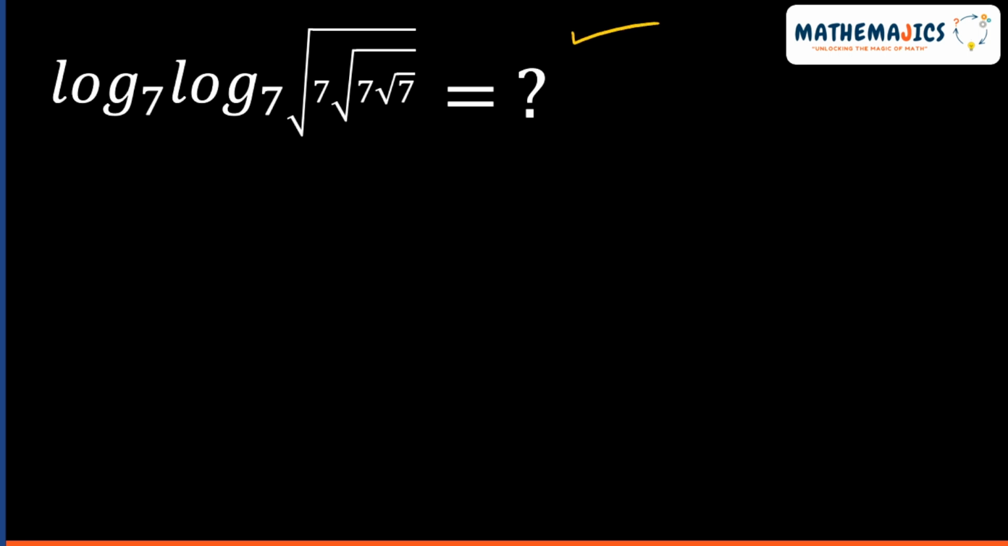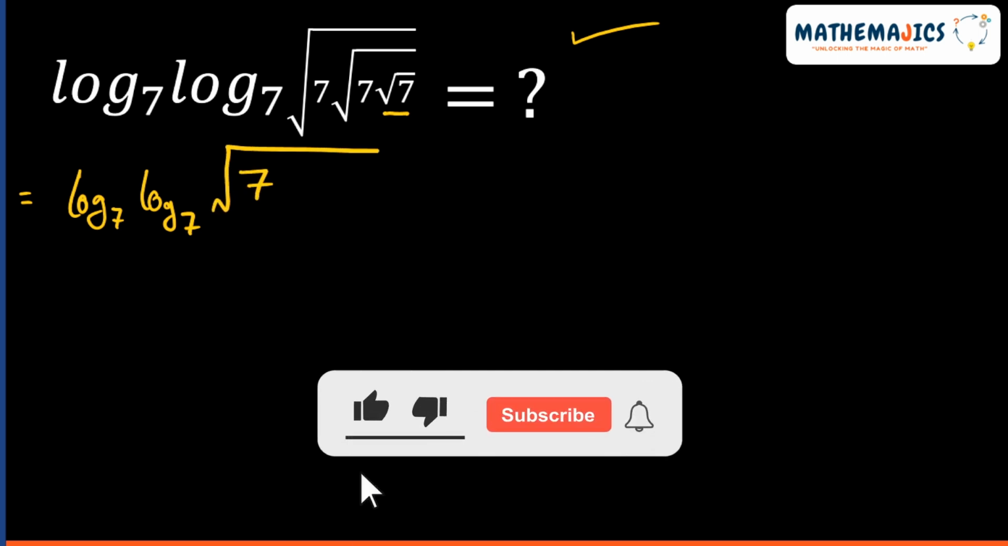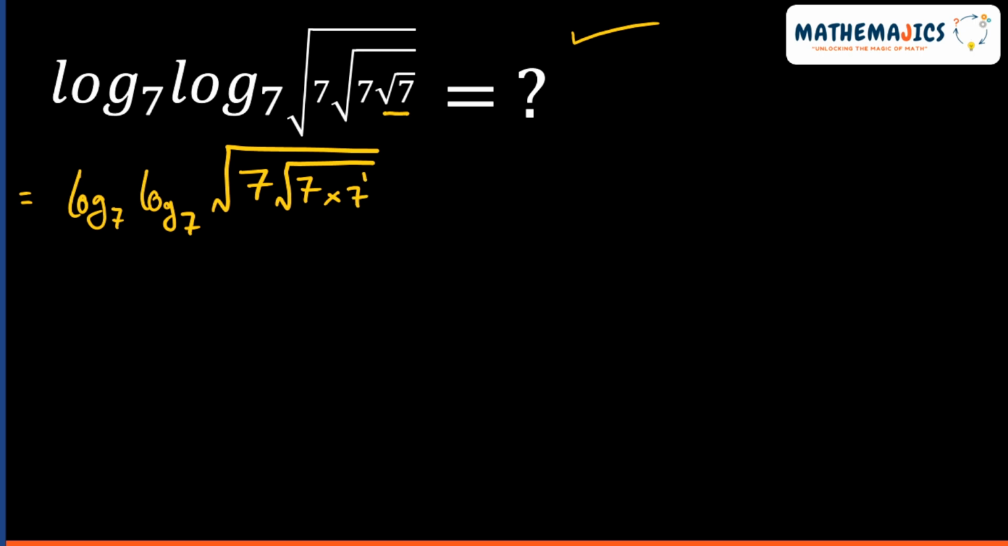We have this interesting question from logarithms. Let's see how we can solve this. So first of all, in the first step, we will be writing this root 7 in a different way. Let's see how. We will write it as log base 7 of log base 7 of root 7 times root 7. This root 7 will be written as 7 raised to power half. Yes, because root 7 is nothing but 7 raised to power half.